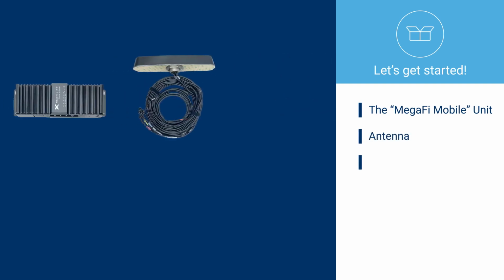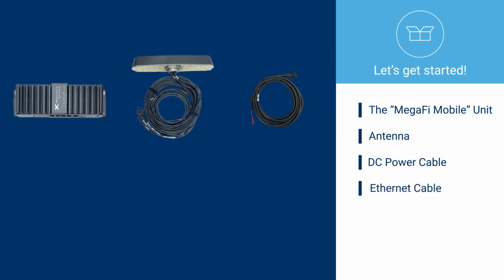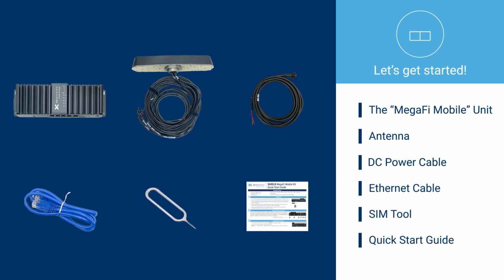Let's get started. When you open the box, you will find six items: the MegaFi mobile unit, an antenna, a DC power cable, an Ethernet cable, a SIM tool, and a quick start guide. Nextivity does not provide screws or other hardware that may be needed to secure the device, as this varies widely depending on how and where in the vehicle the system is installed.